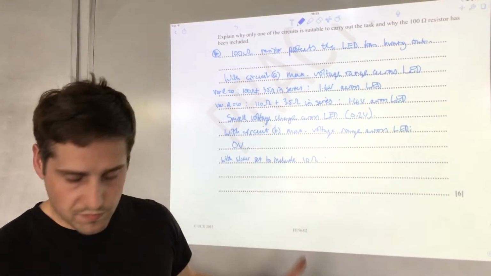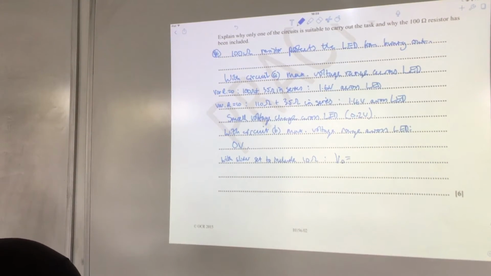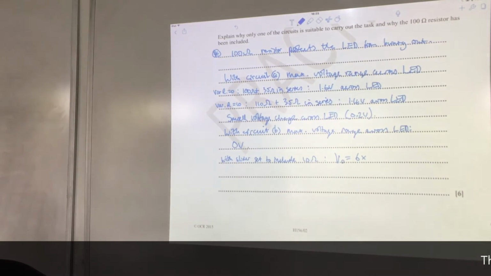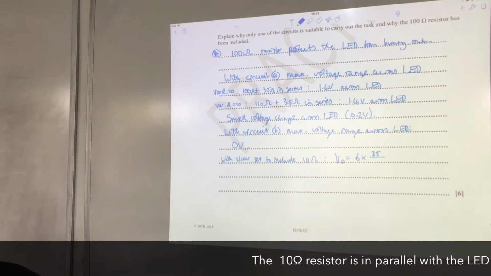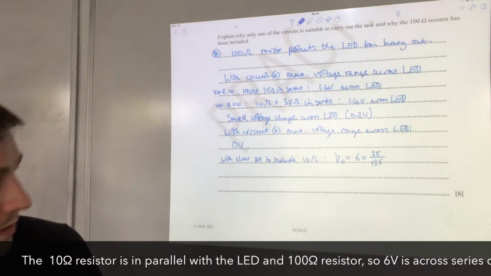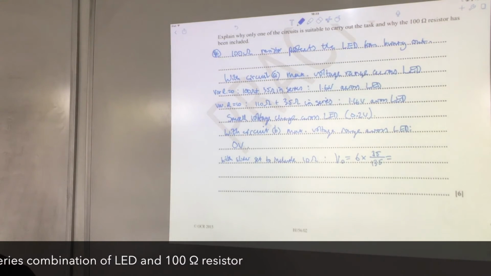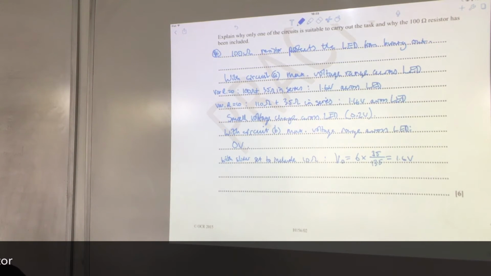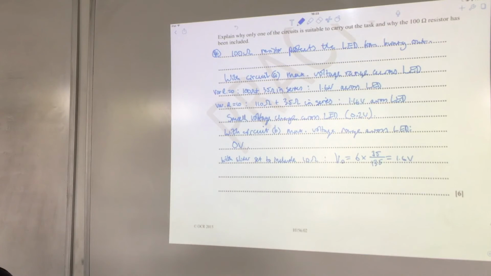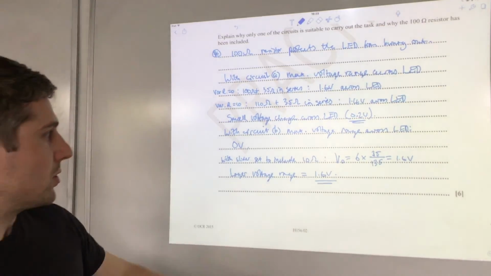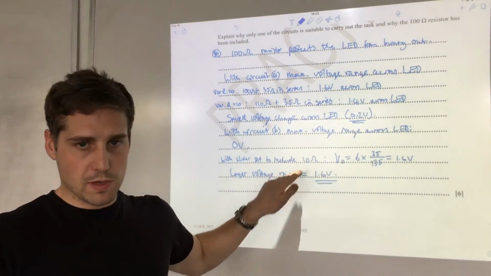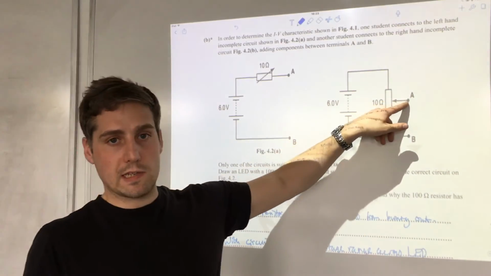I'll show you how I use the potential divider equation here. The voltage output across the LED would be the total voltage, which is 6 volts, multiplied by the resistance of the LED divided by the total resistance, which is the 100 ohm resistor plus my LED, that's 135. That gives me 1.6 volts. So the total range, a larger voltage range of 1.6 volts. That's bigger than the 0.2 volts that I got up here. So this gives me the better voltage range. This therefore is the circuit to choose.